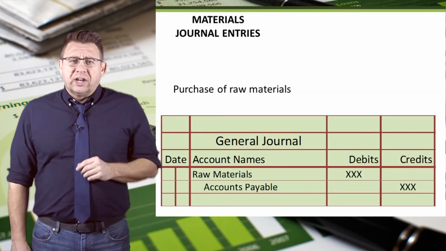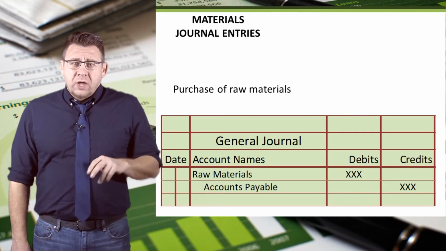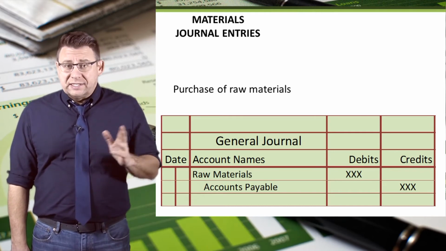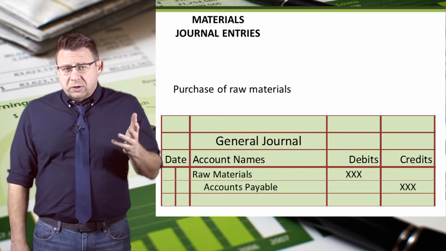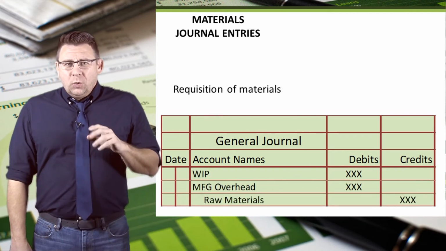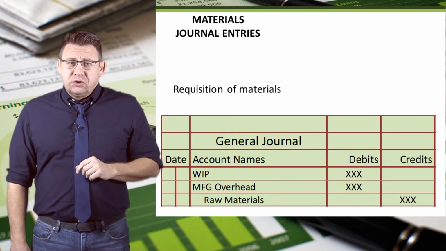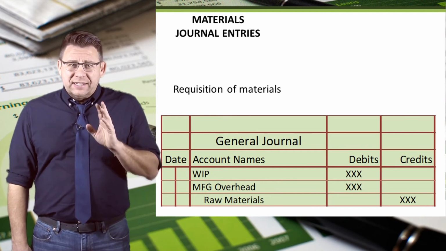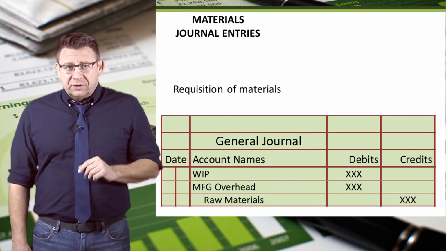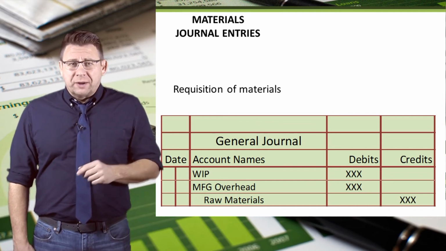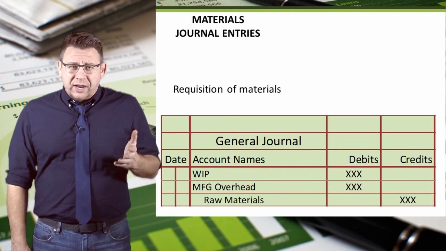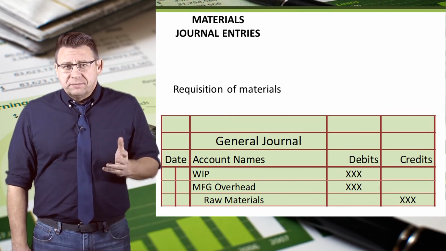Finally, let's look at the journal entries for raw materials. The purchase of raw materials is a debit to raw materials and a credit to accounts payable usually. When materials are requisitioned to production, this is a debit to WIP for the direct materials, a debit to manufacturing overhead for any indirect materials, and a credit to raw materials inventory account.